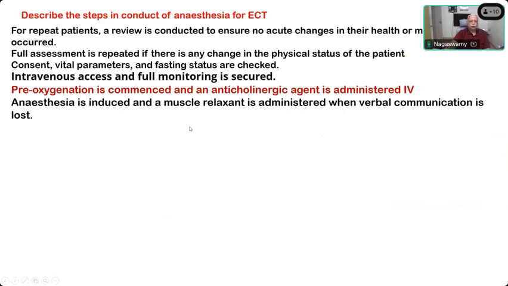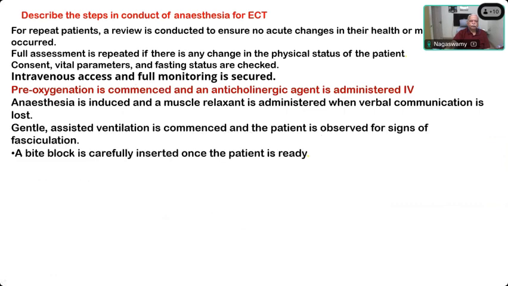Anesthesia is induced and muscle relaxant is administered when verbal communication is lost. And gentle assisted ventilation is commenced and the patient is observed for signs of fasciculation. That is, you give a small dose of succinylcholine to relax the muscle but not completely paralyze. That is called a subparalytic dose of succinylcholine. And you place a bite block.